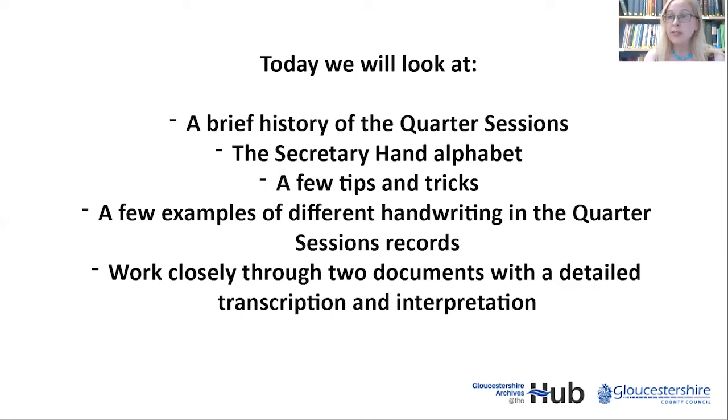We'll also look at a few tips and tricks for how to read old handwriting. If you've got any of your own, if you are used to reading it, then please let me know. It's always good to add to my list. And then we'll finish with a few examples of different handwriting in the quarter sessions records. And we will work closely through, I've put 2, but there's actually 3 documents with detailed transcription and interpretation, which I will have done, and I will read out that transcription while we're all looking at the document. I don't know how long that's going to take because this is really for you. So if you've got any questions, we may end up only looking at 1 document. We may end up looking at all 3. So we'll see how we get on.